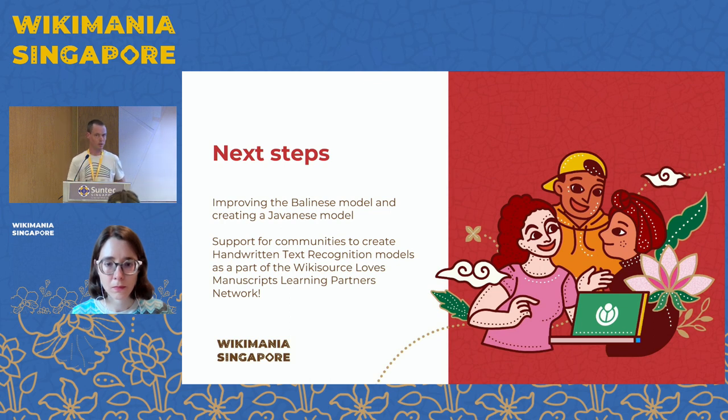So the Balinese model is, as Sarah was saying, quite high accuracy, and it's now available in the OCR Advanced Options form, which is at ocr.wmcloud.org, and very soon it will be available on Wikisource as well via the normal OCR drop-down options. There's a little bit more work to be done to make that available. That's the same work that will need to be done for any future model that will be trained.